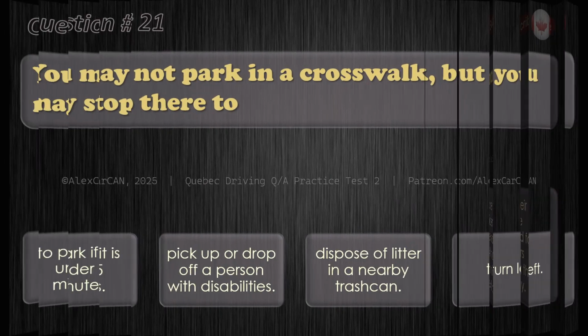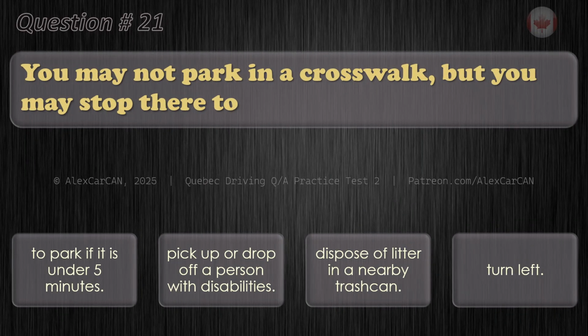Question number 21. You may not park in a crosswalk, but you may stop there to park if it is under 5 minutes. Pick up or drop off a person with disabilities. Dispose of litter in a nearby trash can. Turn left. The correct answer is pick up or drop off a person with disabilities.